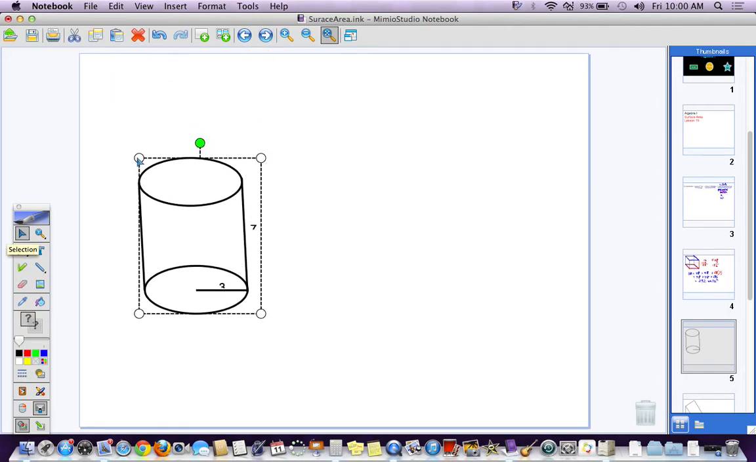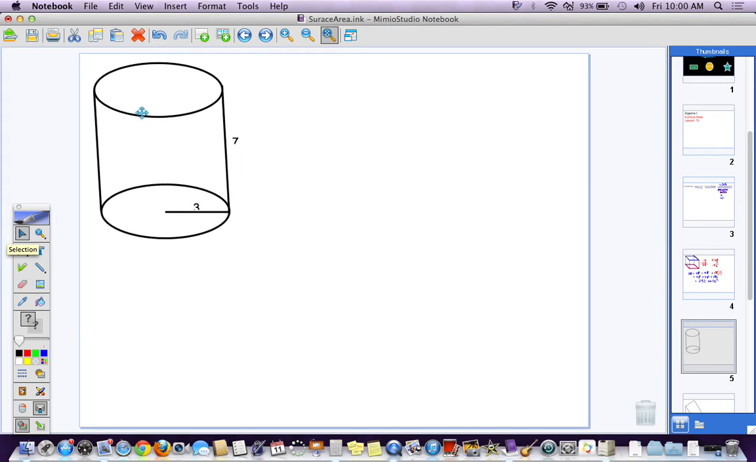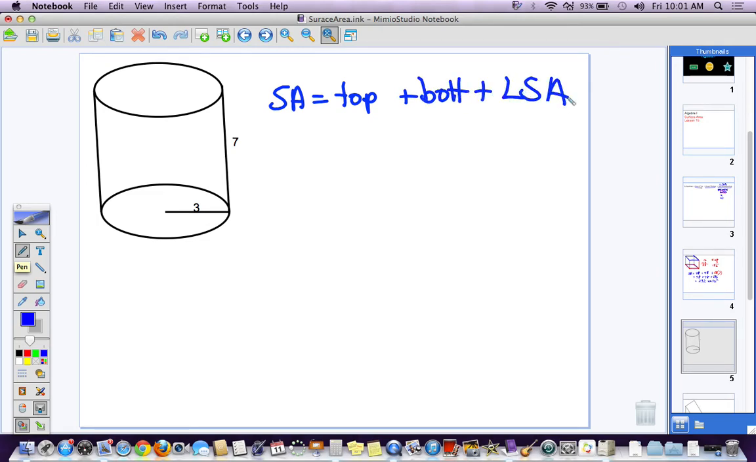Maybe we want to find the amount of aluminum in that pop can. Right, so I'm going to find the area of the top. To find the surface area, I'll find the area of the top plus the area of the bottom plus the LSA, the sides. So the area of the top is a circle.